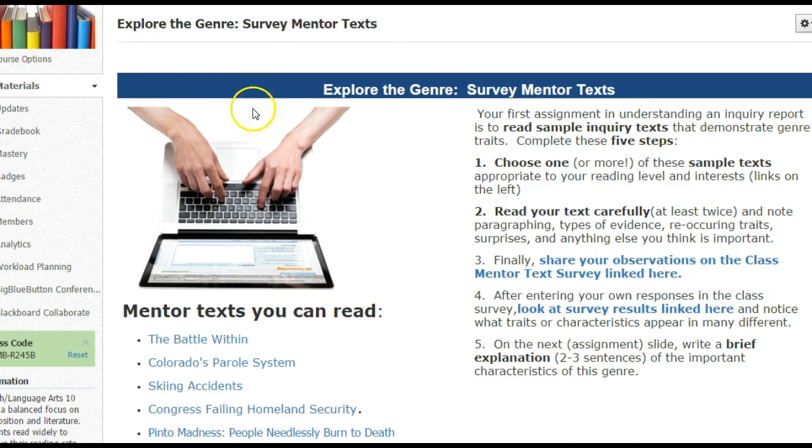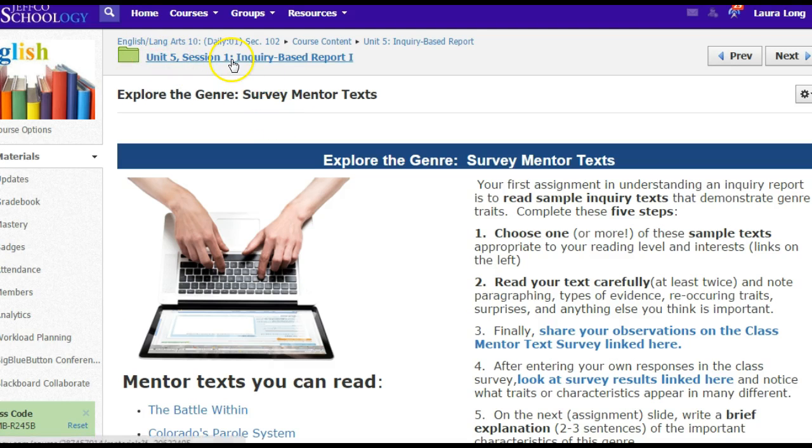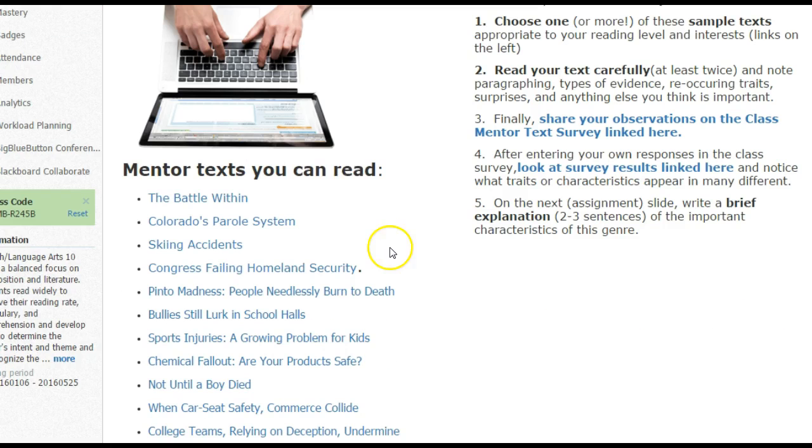And to do that, you may want to go back to Unit 5, Session 1 and just skim through some of these reports, and you'll get a sense for how it's organized, not exactly a ping pong, but sometimes things move from one point to a maybe different perspective that seems opposite, and they kind of contradict each other a little bit. But getting into those mentor texts will really help you understand the progression of ideas in an inquiry text.